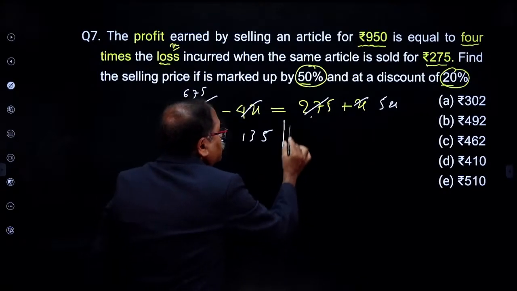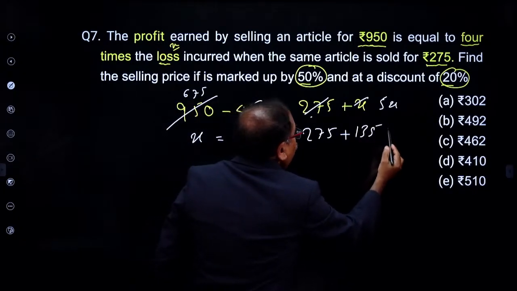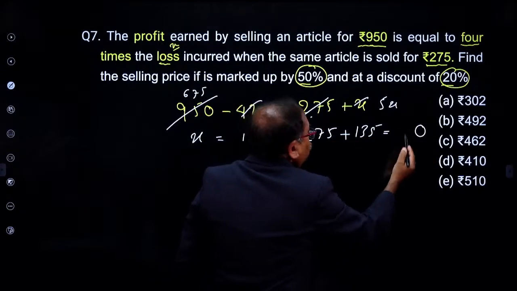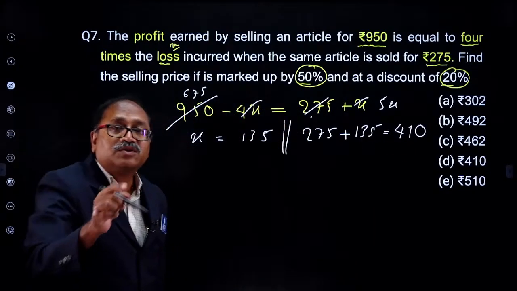So let's see what the cost price is. 275 plus 135 is your cost price. 5 and 5 is 10, carry 1; this 10 and 1 is 11, carry 1; and 3 and 1 is 4. This is your cost price, 410.